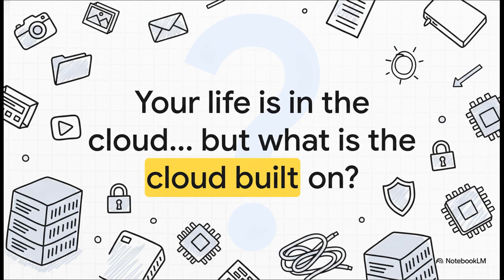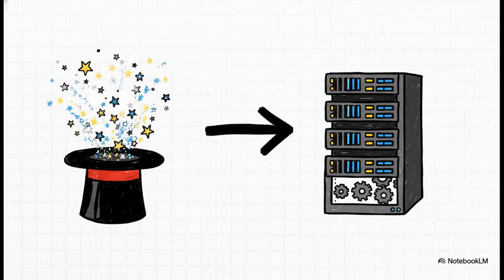Your photos, your work files, your entire email history, it all just lives up there in the cloud. We trust it with pretty much everything. But what is it we're actually trusting? What is this whole digital world built on? You know, it's so easy to just think of it as some kind of digital magic, right? But it's not. And really understanding what it's made of, that's the absolute first step to understanding how to keep everything we put up there safe.